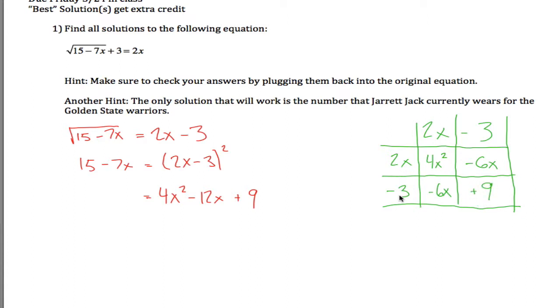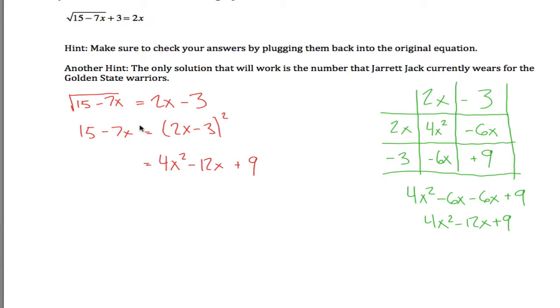So I get that 2x minus 3 times 2x minus 3 is 4x squared minus 6x minus 6 more x plus 9. And if you combine like terms, you get 4x squared minus 12x plus 9. Anyways, that's a little aside during this problem. We squared both sides of the equation, so that made this 15 minus 7x. We got rid of this square root here. And then over here we had 2x minus 3 squared, which I've then expanded out.